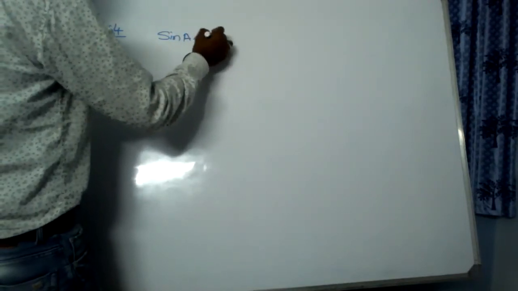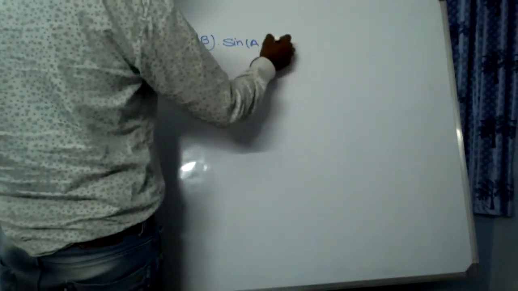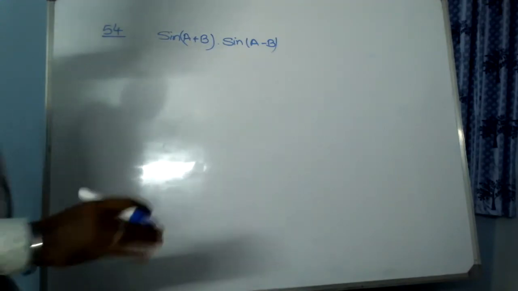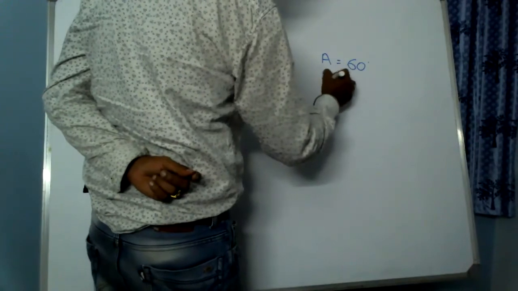So sine A plus B into sine A minus B. As I told you, if you remember the formulas, well and good. If you don't, then the best thing you can do is assume some number for A as, let's say, 60 degree and B as 30 degree.